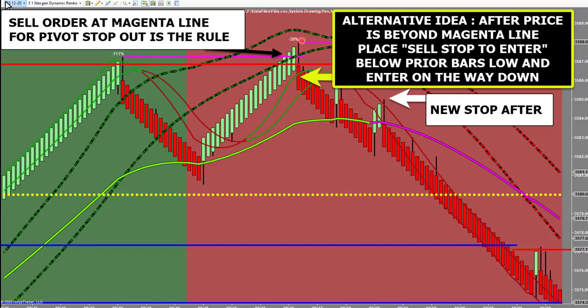And again, certain situations call for different types of entries. Sometimes you can get in right at the edge knowing it's really good. Sometimes you might want to wait for a little bit of confirmation.